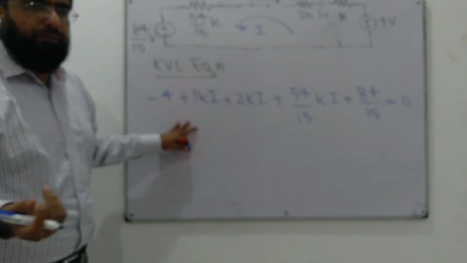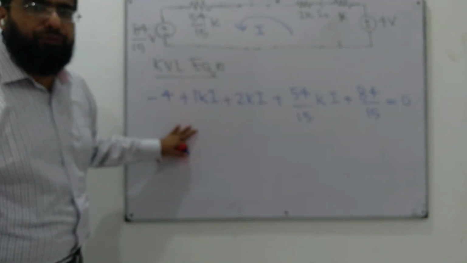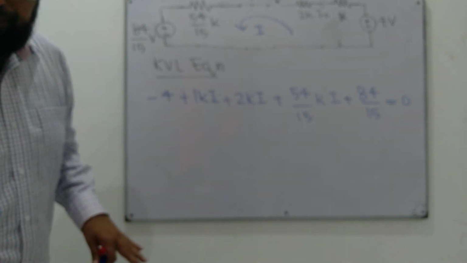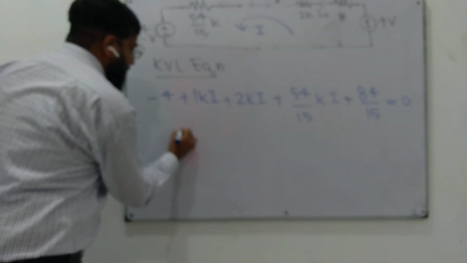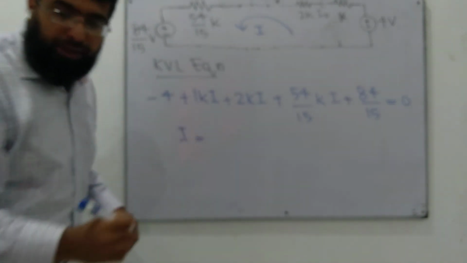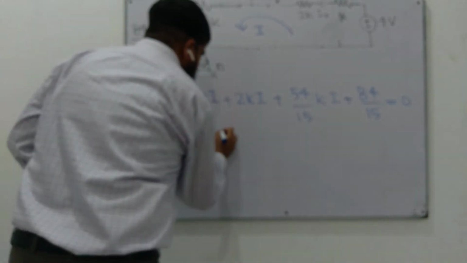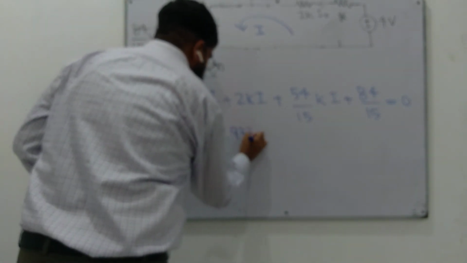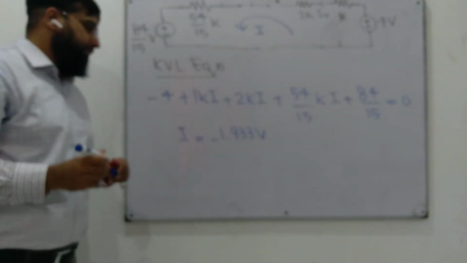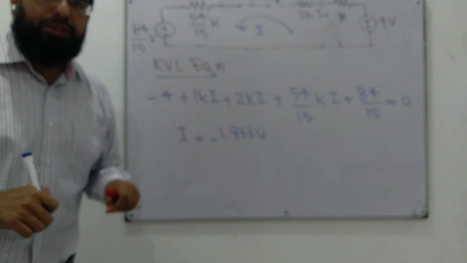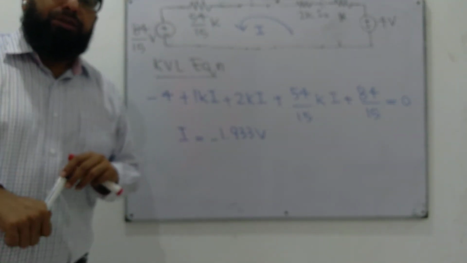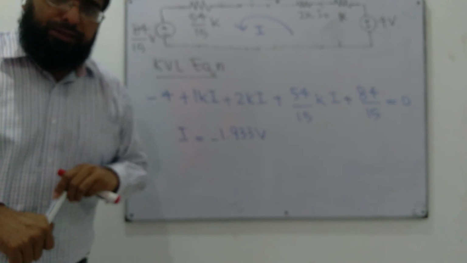So now we have only one equation, and fortunately only one variable I. So we can solve it to find I, which comes out to be minus 1.933. That's all for this lecture, and from the next lecture we'll explore AC analysis. Thank you.